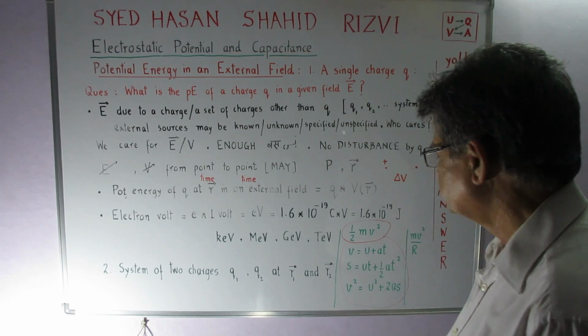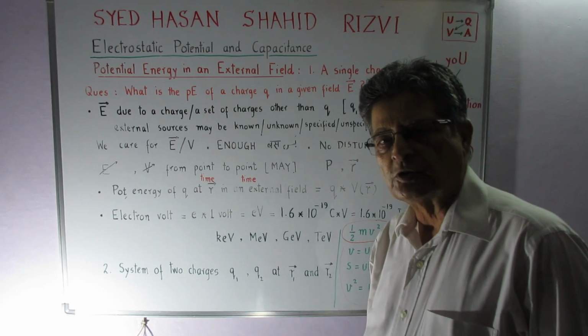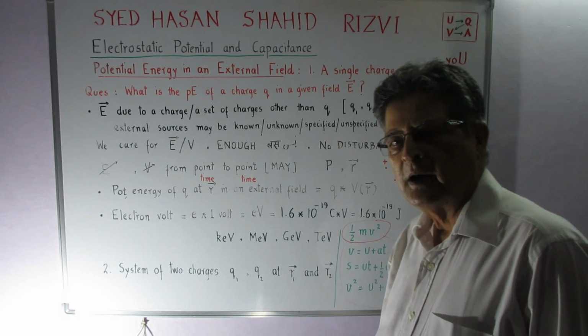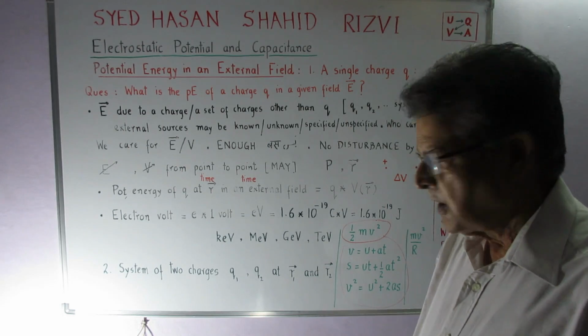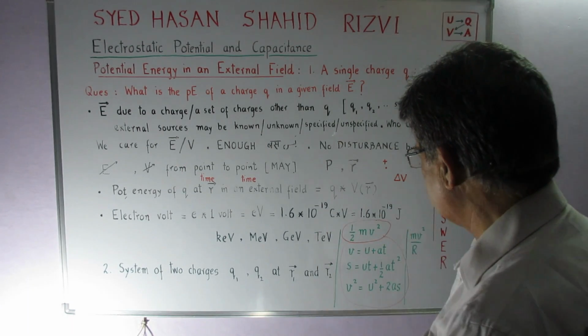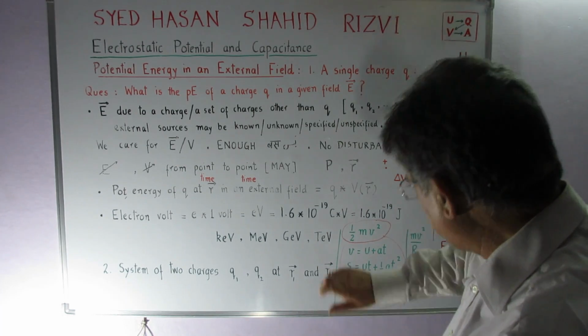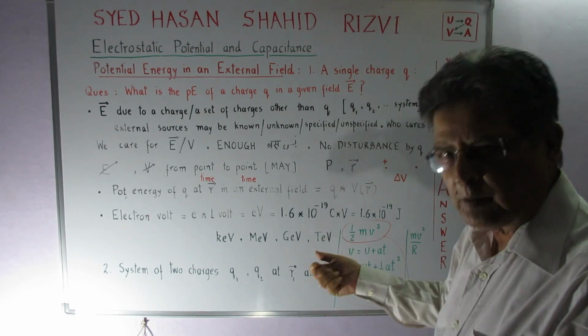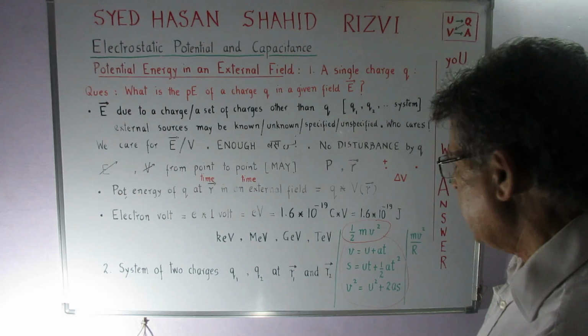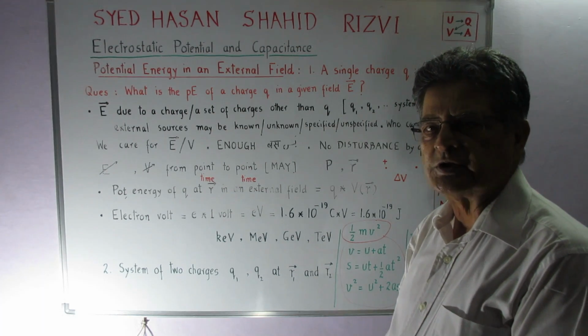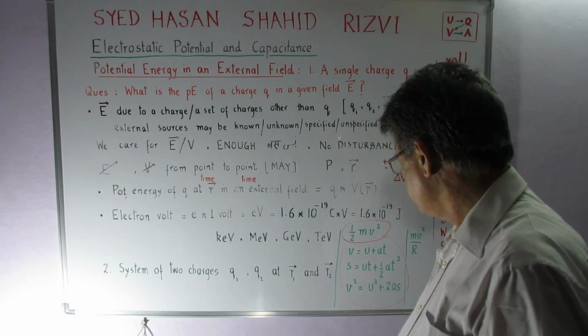You know that v is equal to u plus at, s is equal to ut plus half at square, and v square is equal to u square plus 2as. So these are certain tools with which we can open the problem. We can solve the problem. We can analyze and synthesize the problem under consideration.